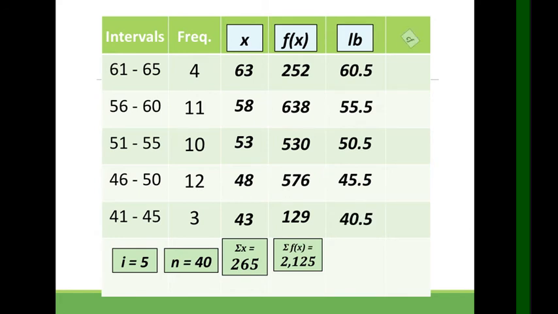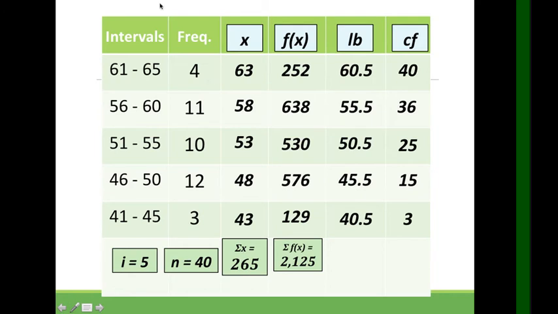And finally, for the cumulative frequency, we will get the frequency, of course. That is why it is called cumulative frequency. It is less than cumulative frequency, so we will start with the lowest score. What is the lowest? 41 to 45. So we will start with 41 to 45, and we will just write 3 here. And then 3 plus 12 is 15. 15 plus 10 is 25. 25 plus 11 is 36. And 36 plus 4 is 40.